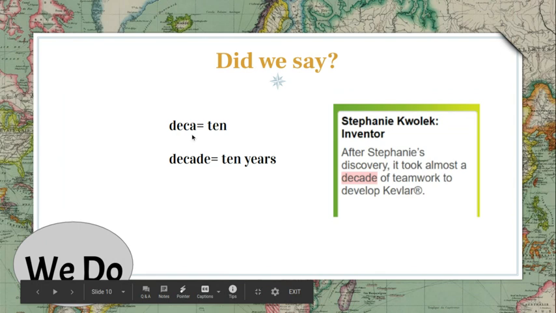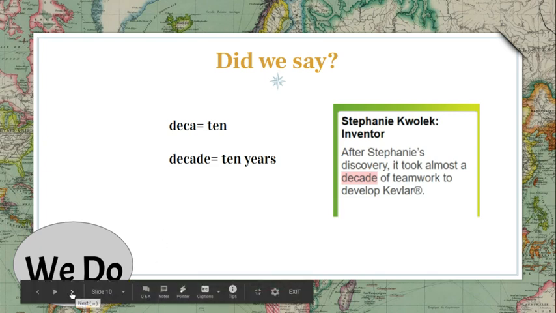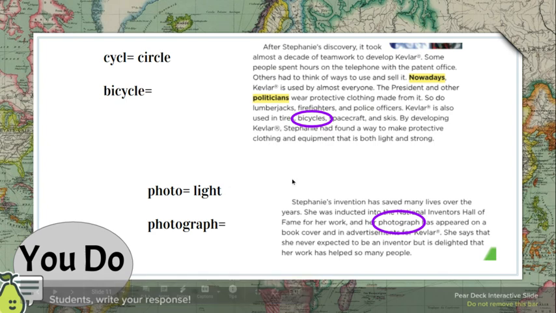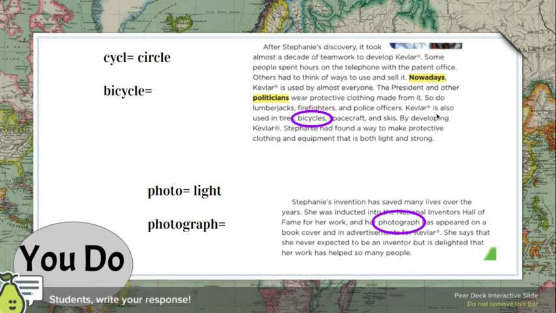If you knew that deca meant 10, you probably said decade means 10 years, or a period of 10 years, or a span of 10 years, something like that. Let's try another couple of words. The next one in the text is bicycles. The sentence it belongs in says, Kevlar is also used in tires, bicycles, spacecraft, and skis.